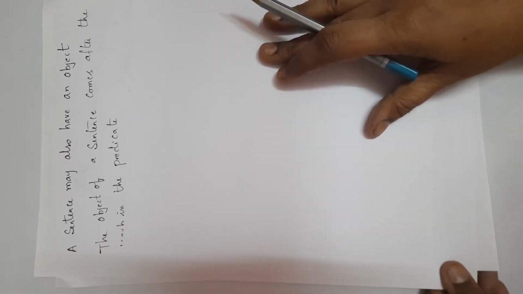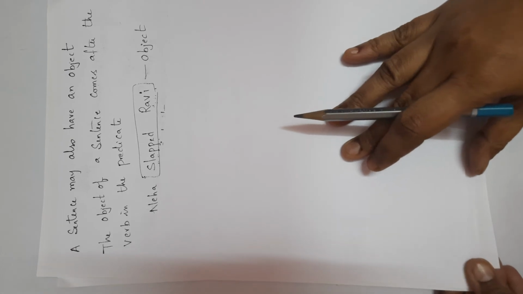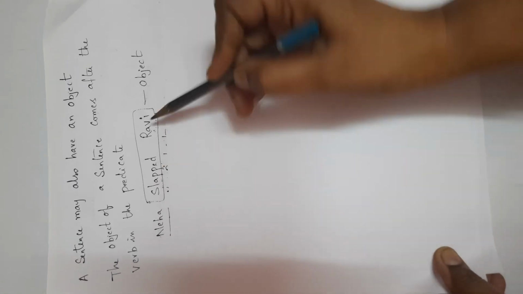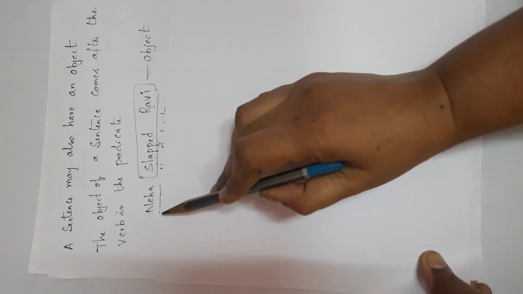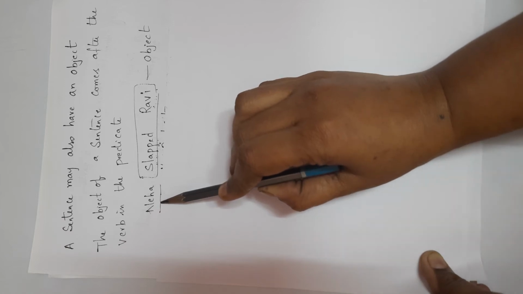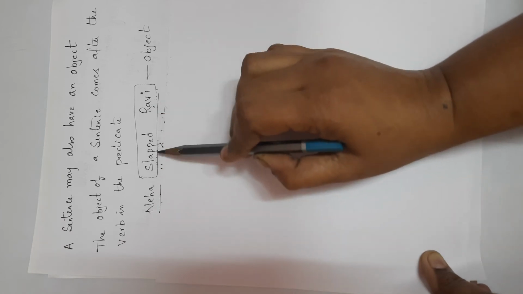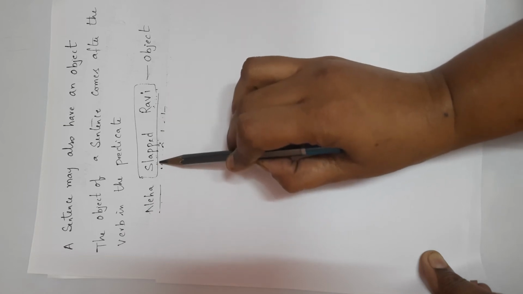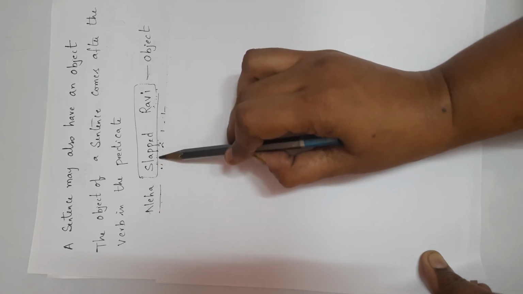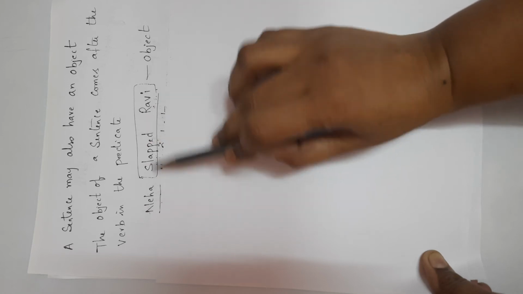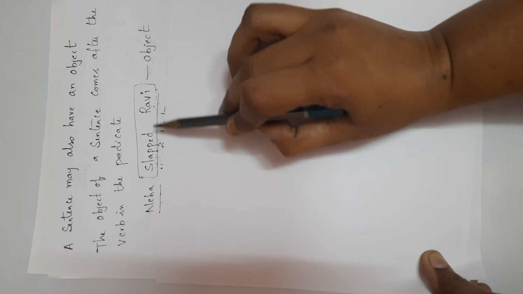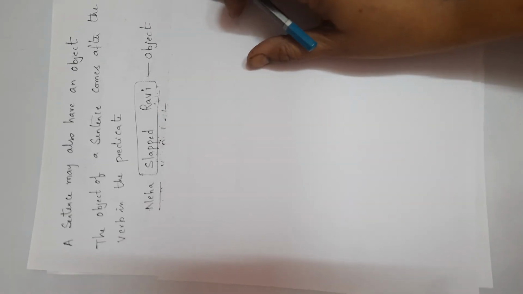Let us understand it through an example. Here, "Neha slapped Ravi." What is the sentence about? It is about Neha. So Neha is the subject in the sentence. The remaining part of the sentence after the subject is the predicate, and the predicate contains the verb. What is the verb here? Slapped is the verb, and it tells about the subject, that Neha slapped Ravi.